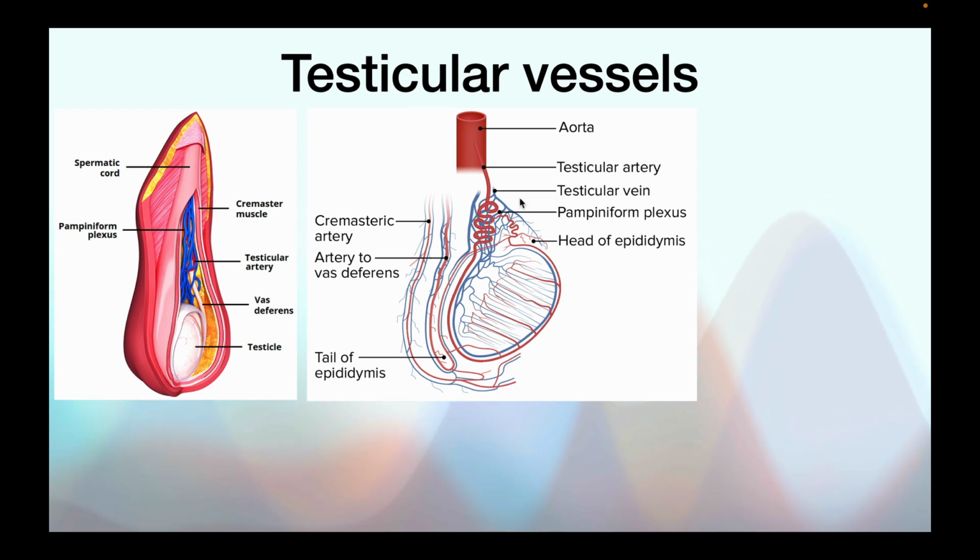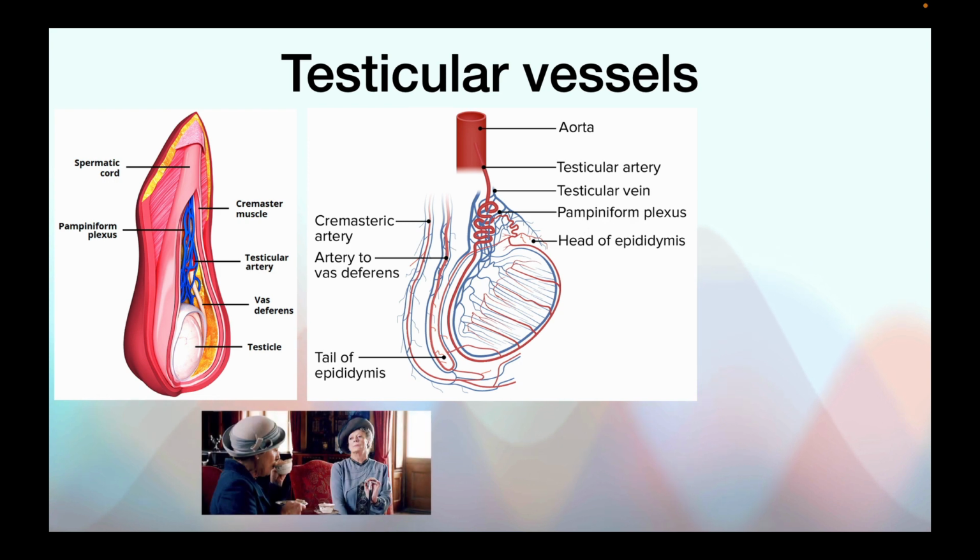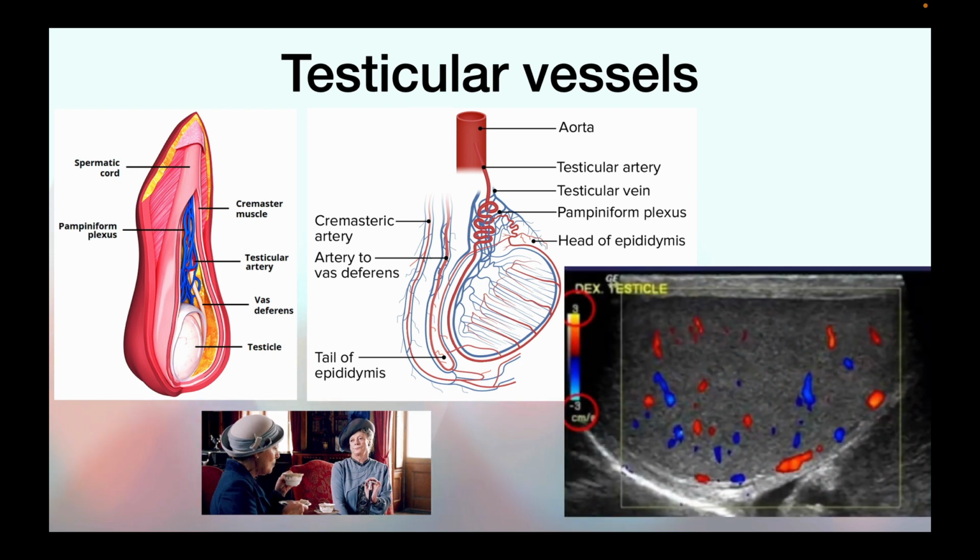And on the venous side, there's a rich collection of veins that make up the pampiniform plexus, one of my favorite words in medicine. I feel like I have to drink tea to say that. And here's an ultrasound showing both capsular vessels as well as the centripetal vessels, including arteries and veins that are in the testicle.